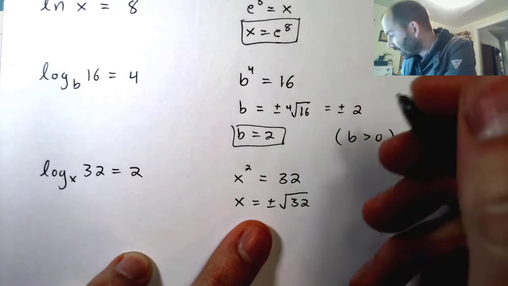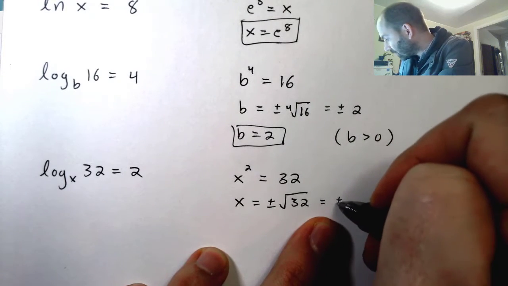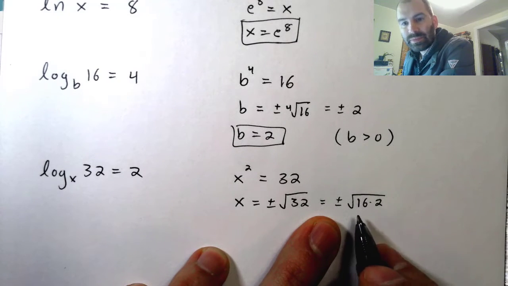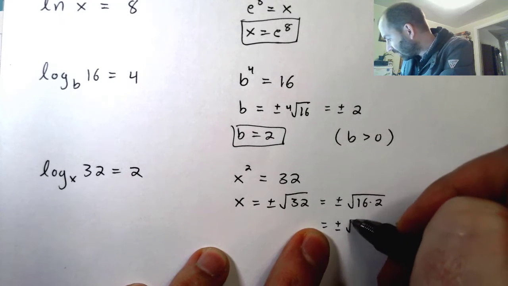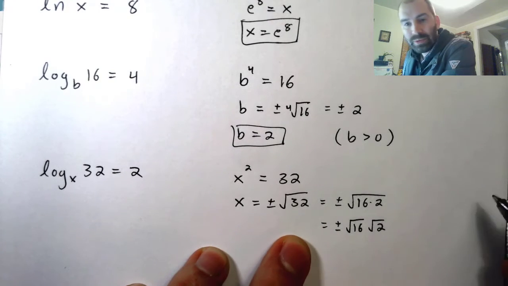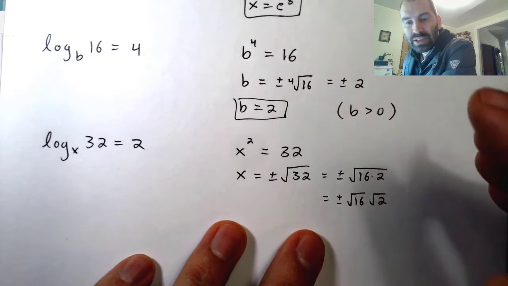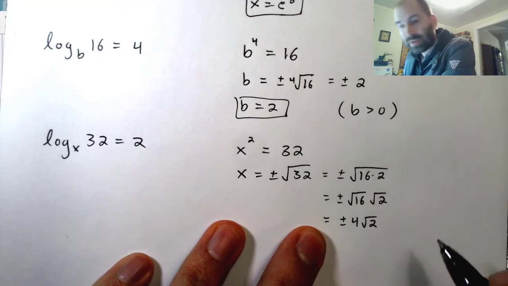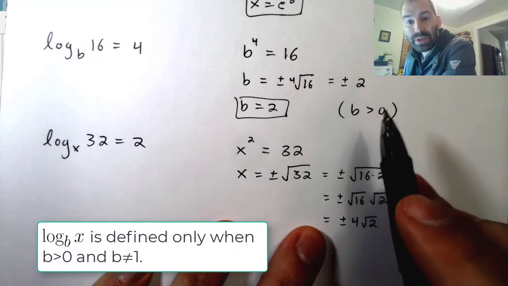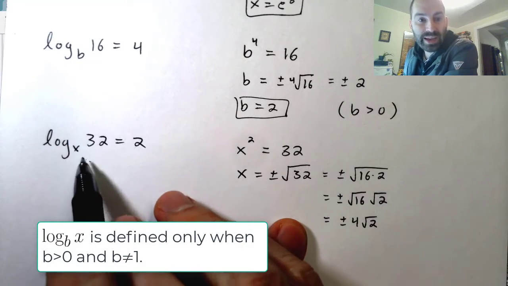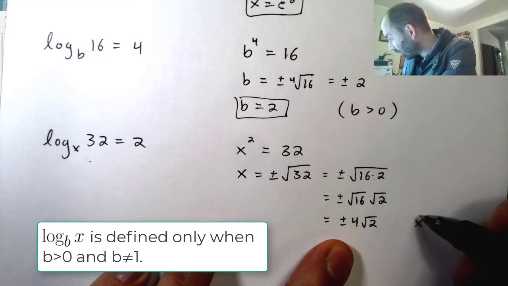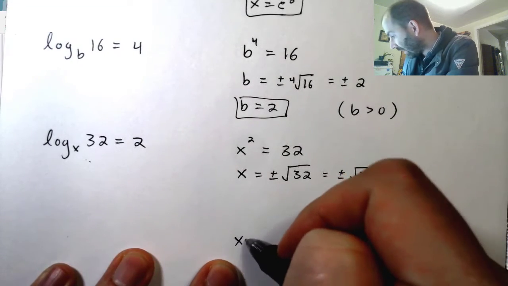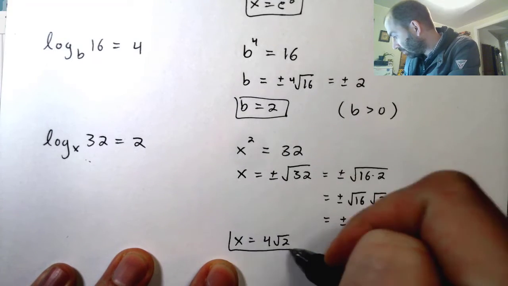I can simplify this, though. That's plus or minus the square root of 16 times 2, which is plus or minus the square root of 16 times the square root of 2. And the square root of 16 is 4, of course. So this is plus or minus 4 root 2. But again, in this case the base is x, so remember, x has to be greater than 0. So we take the positive answer. X equals 4 root 2.